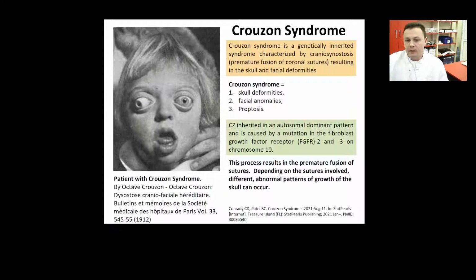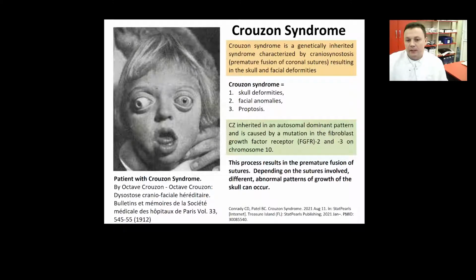Crouzon syndrome is an inherited syndrome characterized by cranial synostosis, premature fusion of the coronal sutures, resulting in skull and facial deformities. This syndrome was described in 1912 by a French physician, Dr. Crouzon, when he identified both a mother and a daughter with what was originally called craniofacial dysostosis. He described a triad of skull deformities, facial abnormalities and proptosis. The triad of findings was then relabeled Crouzon syndrome.